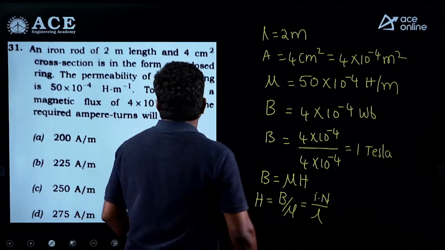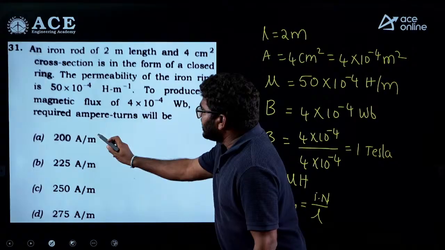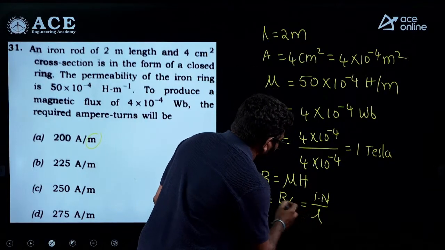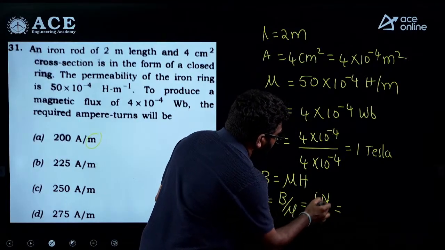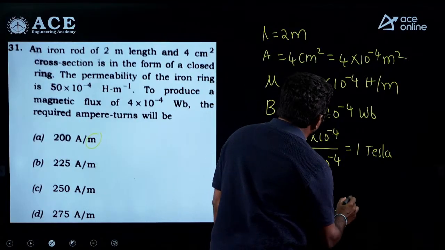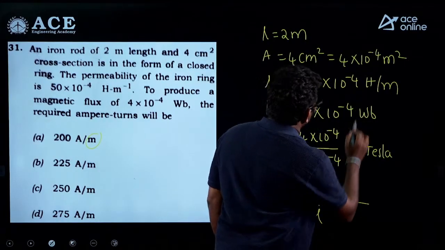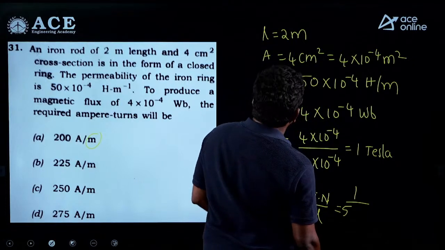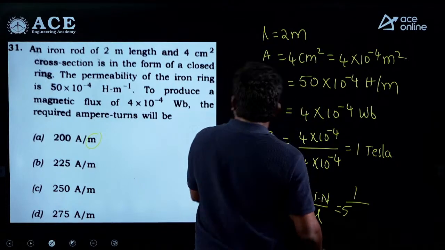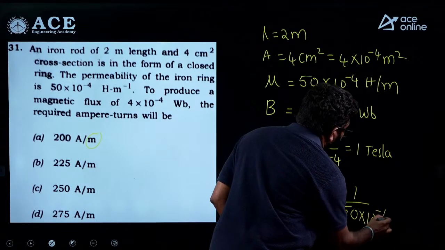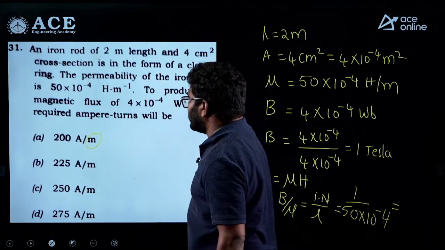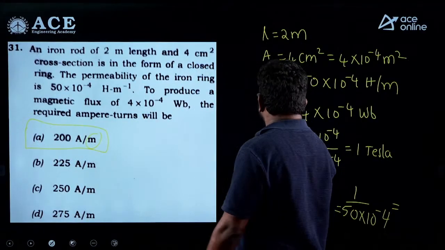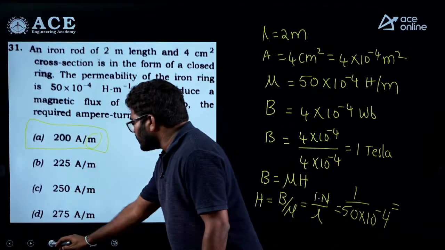And in the question, ampere per meter is given in the units, you can check, so we require B by N I by L, that is B by mu. B is equal to 1 Tesla, mu equal to how much? 50, right, 50 into 10 power minus 4. So from this you will get 200 ampere per meter as the answer. So this is also a very simple question, right.